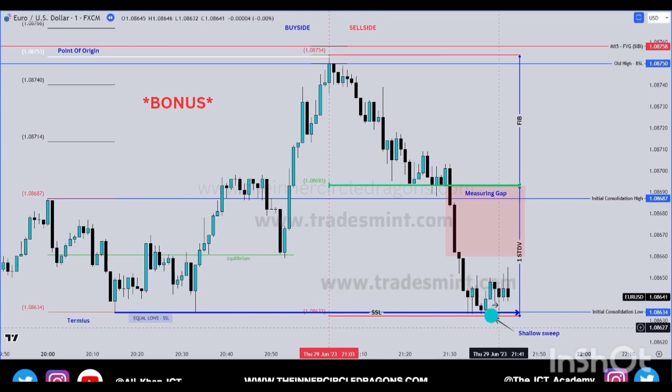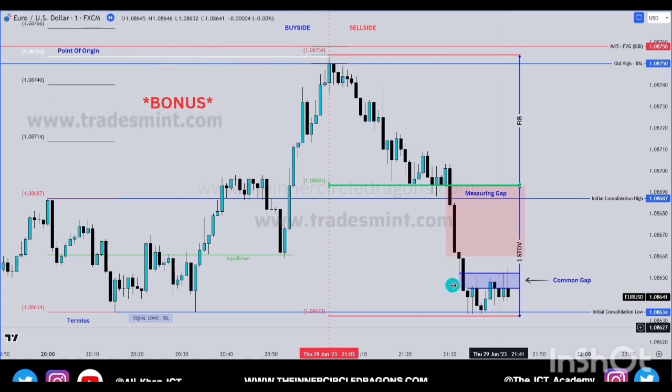Usually when this happens and we've had our stage 1 and stage 2 in the upper 50% of the range, this usually indicates that price is going to probably go lower. We see that we have a common gap that has again formed after the measuring gap. The candle's bodies are staying below the consequent encroachment of this gap.